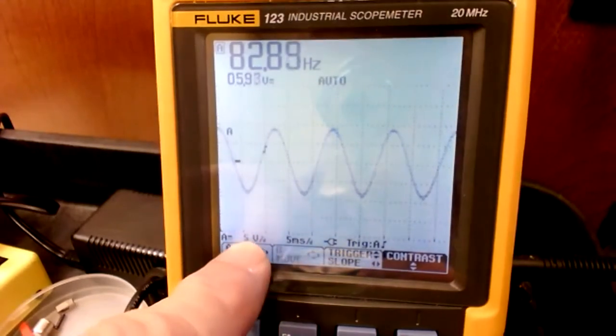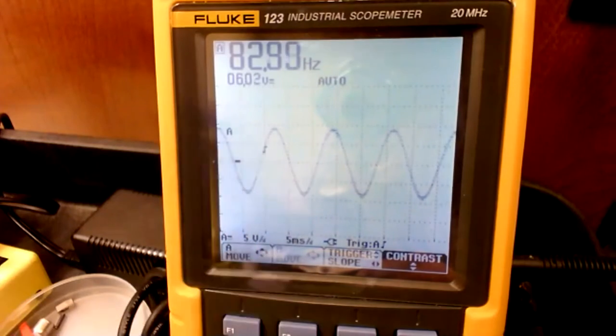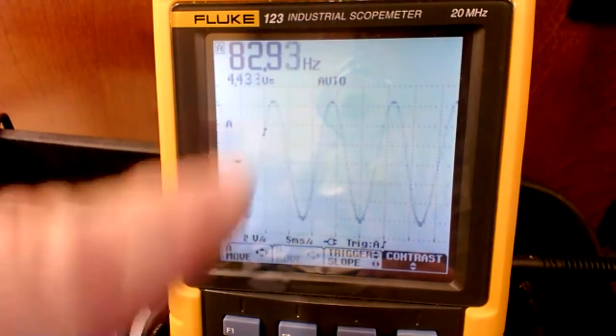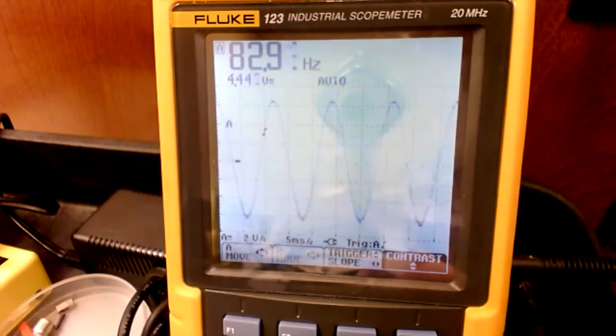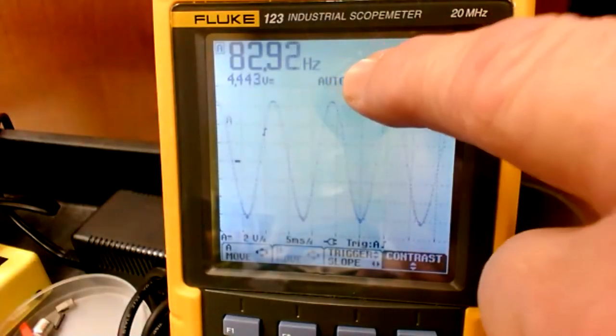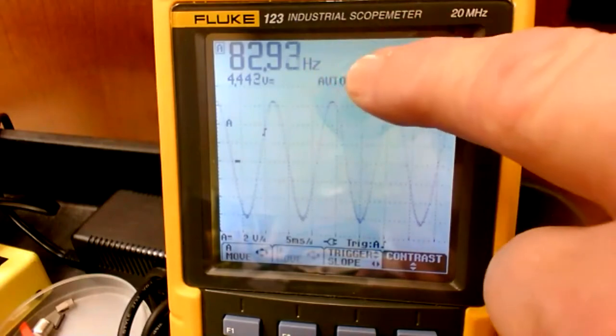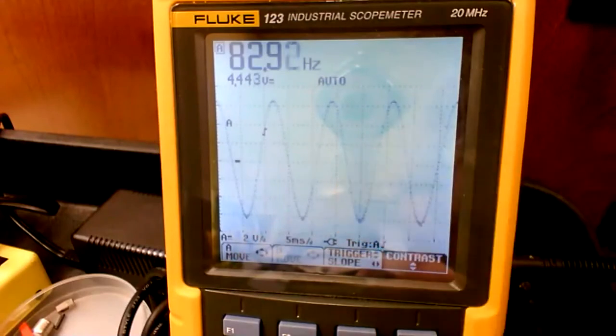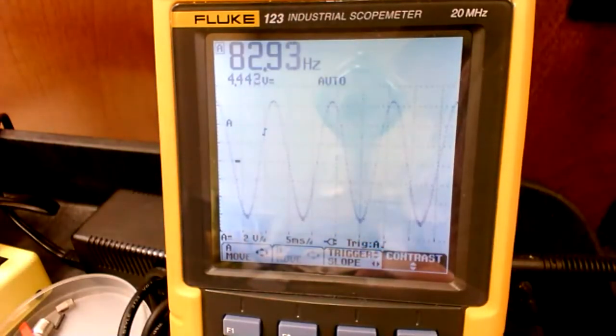And then you'll see the volts per division number change. It's at 5 volts per division right now. If I go down really low, it changes to 2 volts per division. You see that? Because the signal got so small that it had to readjust the scaling on the screen automatically. It's in auto right now. This is an automatic scope meter. So each block is a division. If you count the blocks out, it's going to be 2 volts per division.